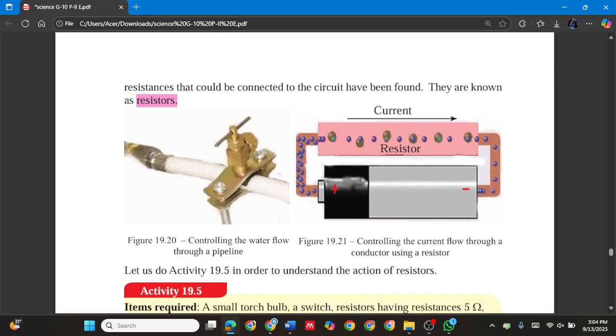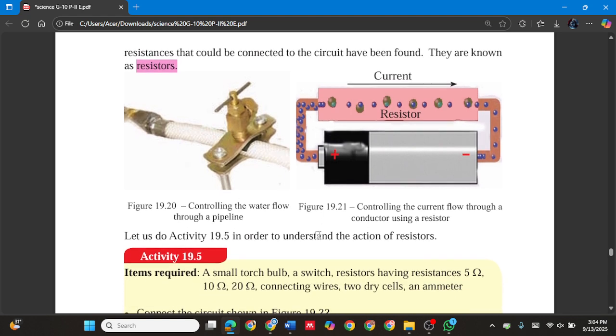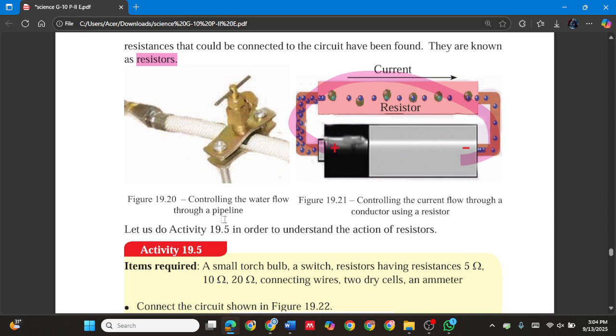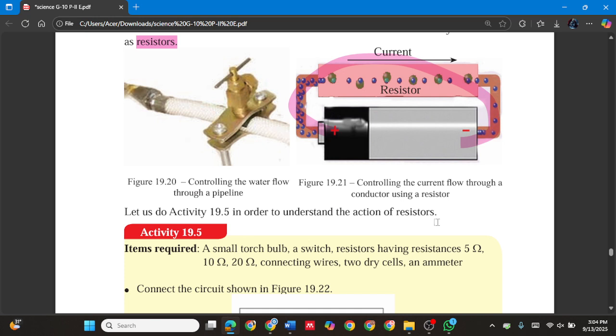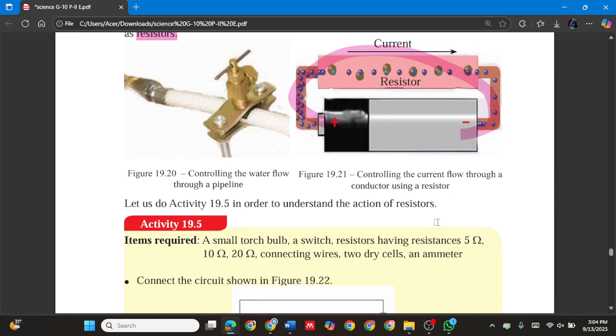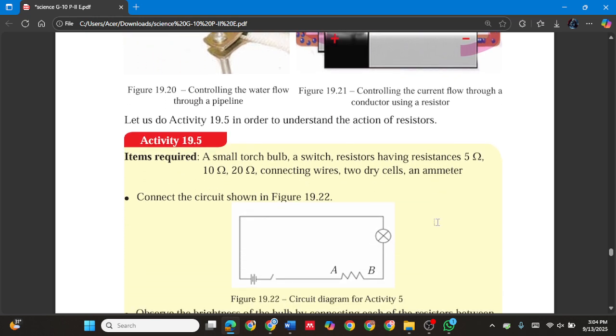Current and resistor. Okay. So current goes from the positive end to the negative end. Current goes, and we can use a resistor like that in order to disturb that current flow. Controlling the water flow through a pipeline, and here, the same way, controlling the current flow through a conductor using a resistor. Let us do activity 19.5 in order to understand the action of a resistor.